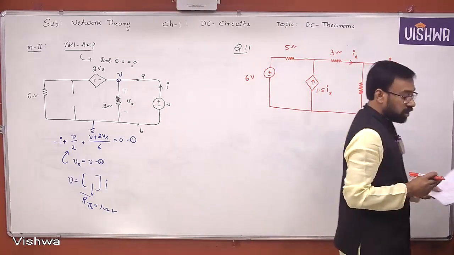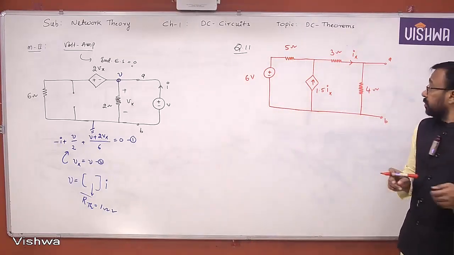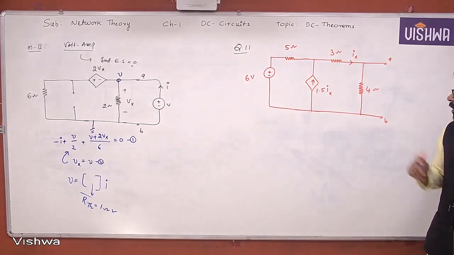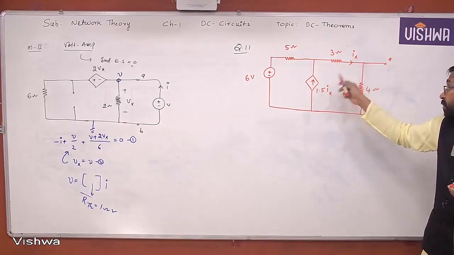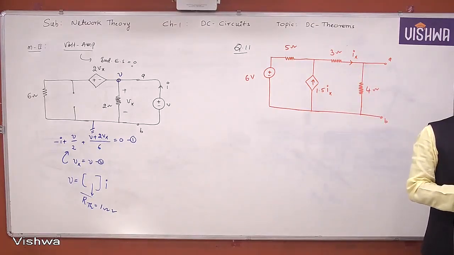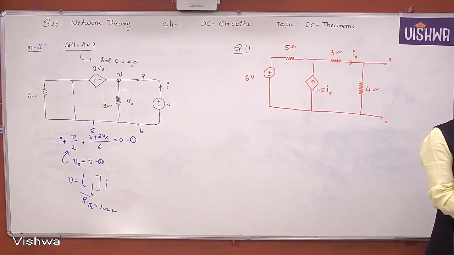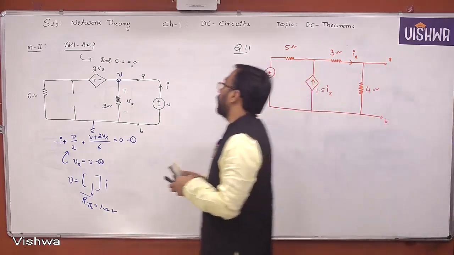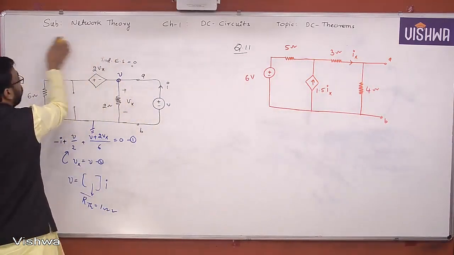Yeah, this is what is given. 6 volt, 5 ohm, 1.5 Ix, 3 ohm, 4 ohm. And this is the variable upon which the dependent source is depending. And AB terminals are given as open terminals. Now with respect to AB terminals, he is asking what is Thevenin's equivalent. Okay, all of you, hope you're done with this, right? Let me take it off.